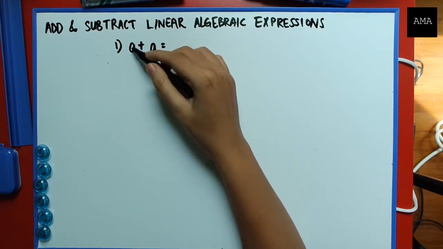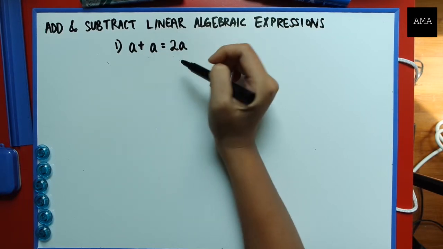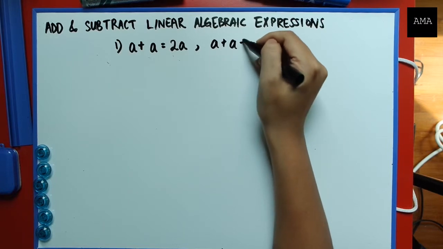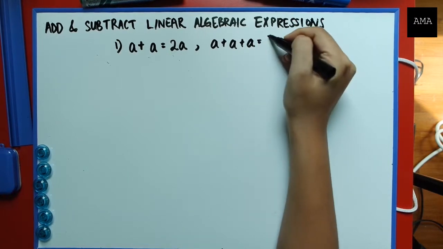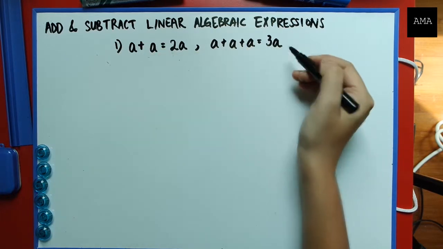There are 2, right? 1, 2. So you just write 2A. This is how addition is defined. So if I have 3 of these, I would get 3A. This is very basic.